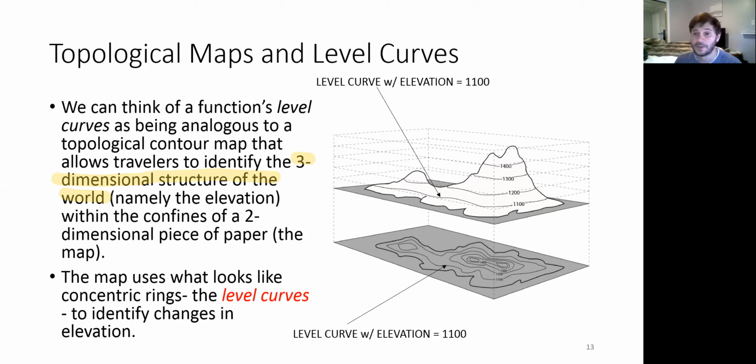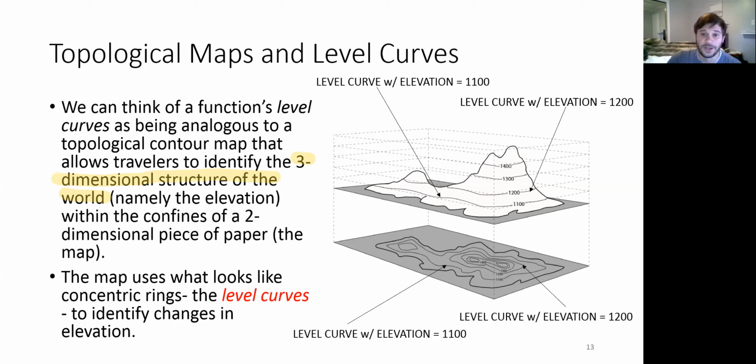All the points on that level curve have the same z value, have the same vertical axis value, have the same elevation. If we went up in elevation, we can move up to this other level curve that corresponds to points that are all on a higher level of elevation at 1,200 feet. And we can also represent that in the compressed image below, this contour map in 2 dimensions.